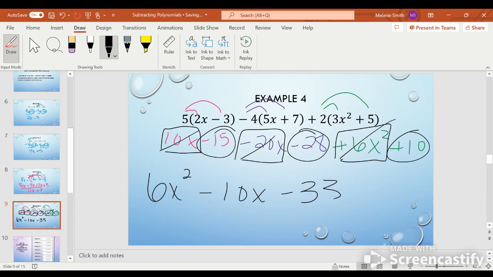So we have to think about where is the subtraction? Remember, subtraction and addition of polynomials is related. How are they related? Where are the differences and where are the similarities?